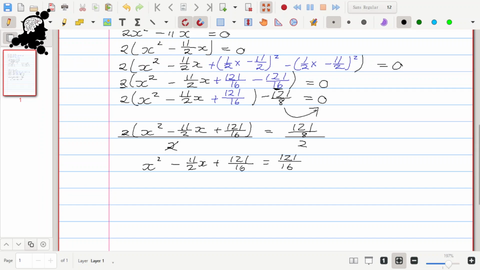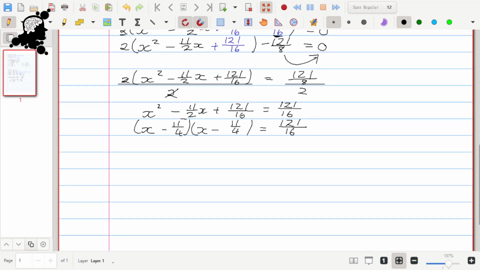Let us factorize the expression on the left. Because we are completing the square, our answers will always be perfect square trinomials. So we've got x here, we've got x. The last term is positive, so our signs must be the same. Which sign are we taking? We're taking the sign of the middle term. So this is negative and this is negative. The square root of 121 over 16 is going to give you 11 over 4. And this is 11 over 4.